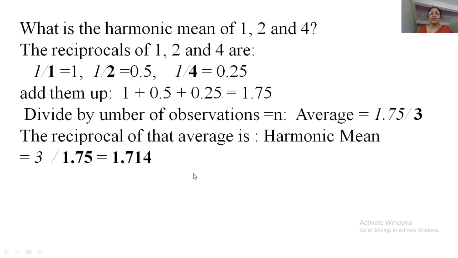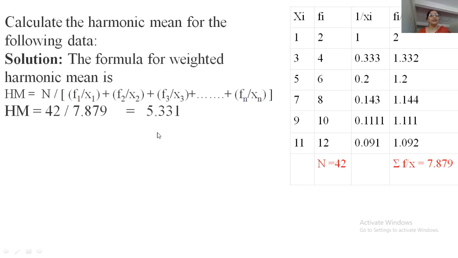So in general, arithmetic mean is always greater than or equal to geometric mean, which is always greater than or equal to harmonic mean. So harmonic mean is less as compared to your geometric mean and arithmetic mean.